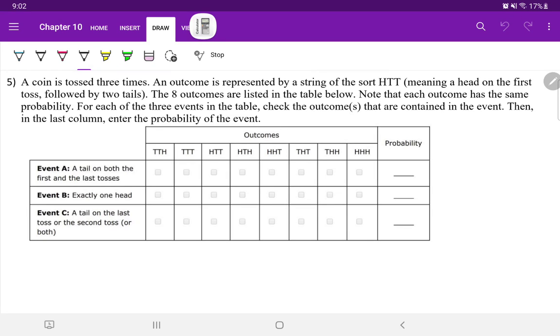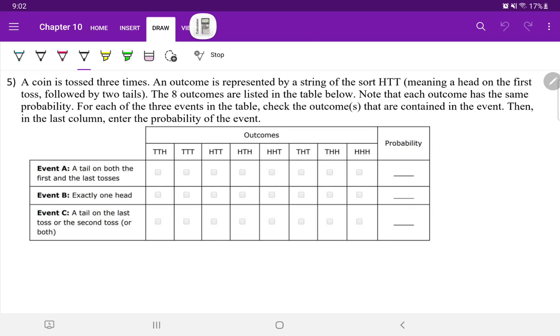It says a coin is tossed 3 times. An outcome is represented by the string of the sort heads, tails, tails, or HTT, meaning a head on the first toss, followed by 2 tails. There are 8 outcomes. The 8 outcomes are listed in the table below.